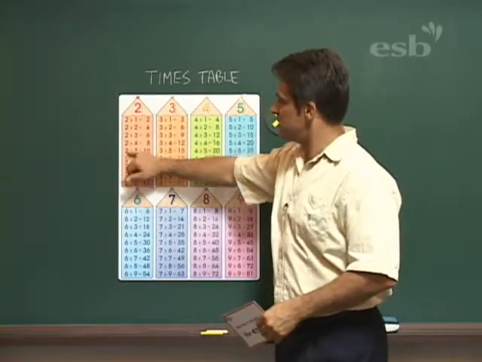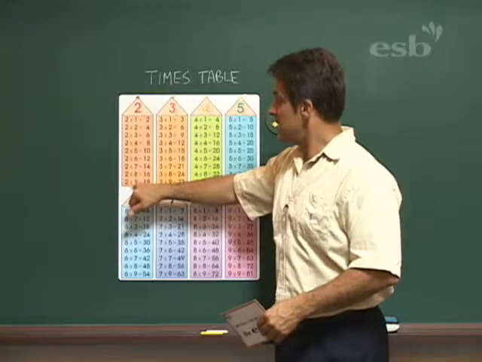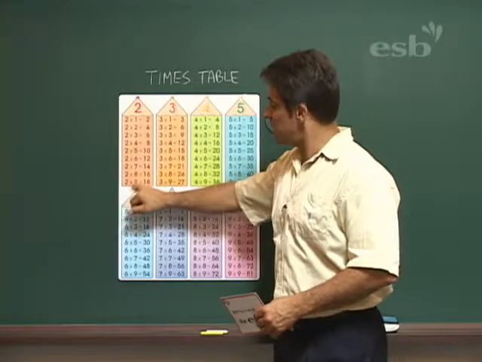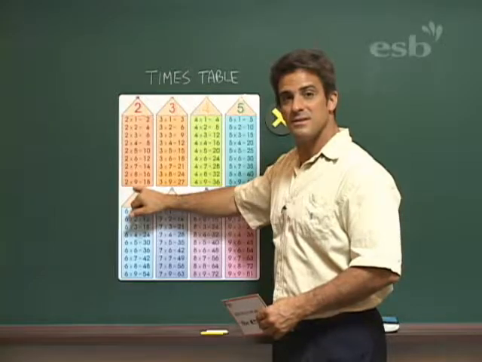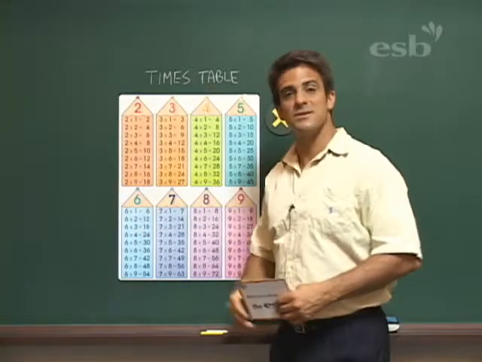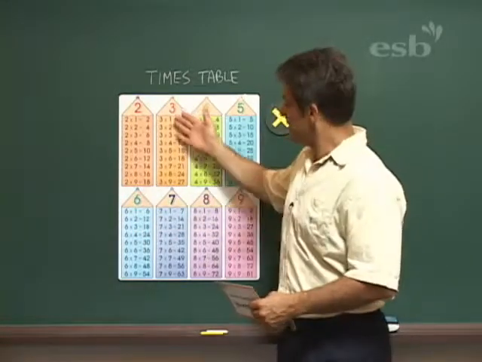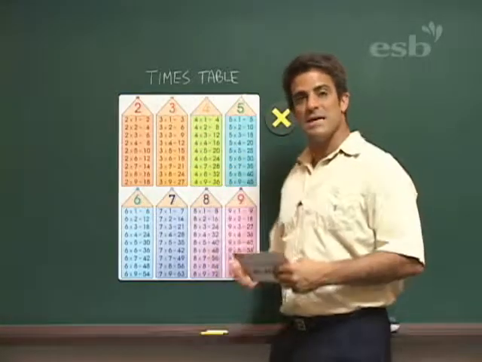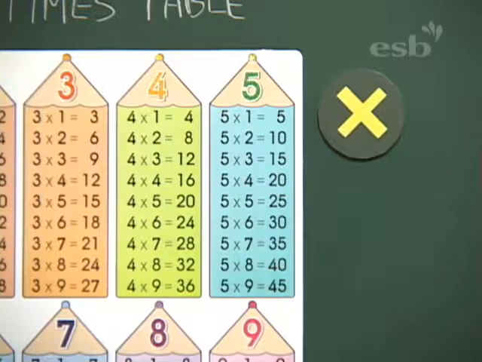2 added to itself many times. Here, 2 is added to itself 9 times. The answer is 18. A list of multiples for each number. Let's look at some examples. Here we have 4.